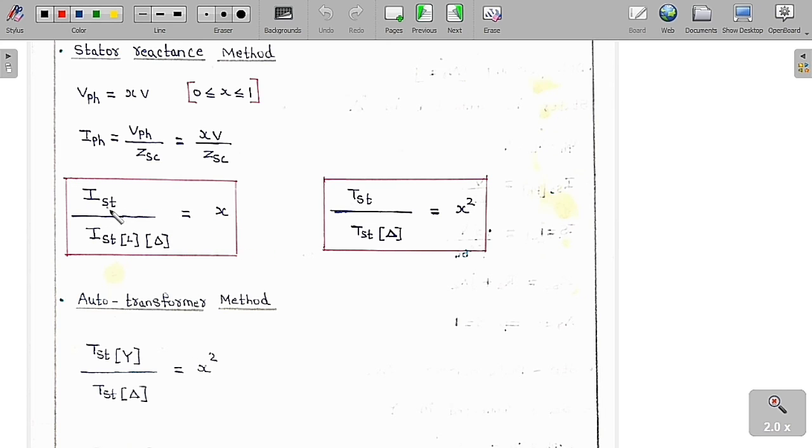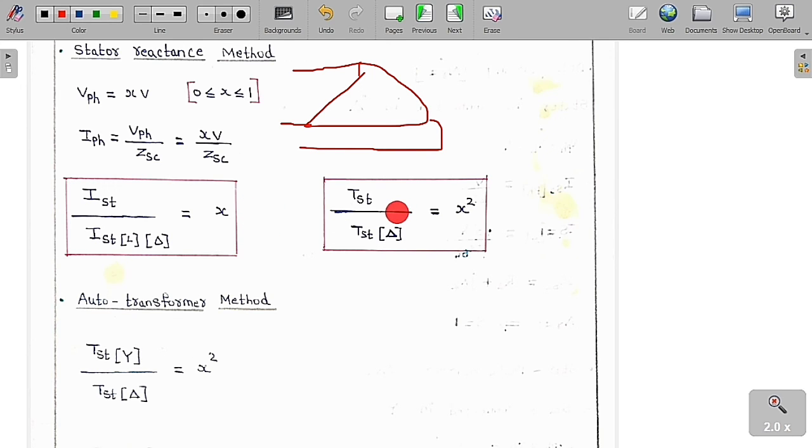So we can say the starting current by this stator reactance method is equal to X times the starting current through DOL connection. So listen carefully. In the stator reactance method also, the stator is always connected in the delta fashion only. But now the starting current, basically all these are line currents. So the starting current because of the stator reactance method is equal to X times the starting current because of the DOL.